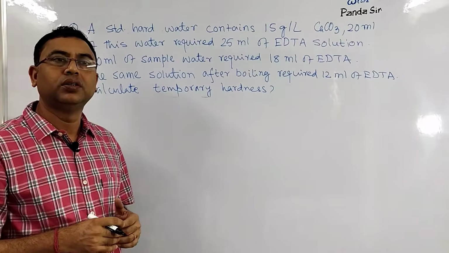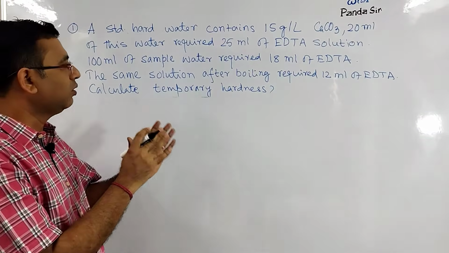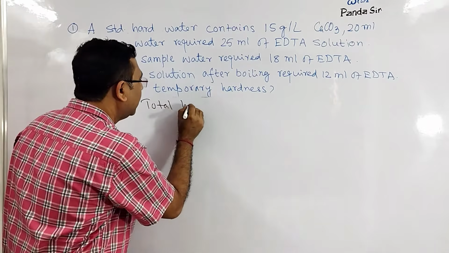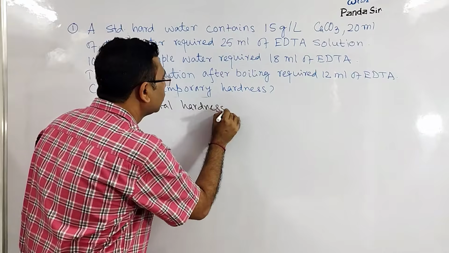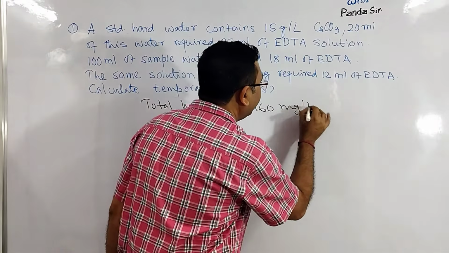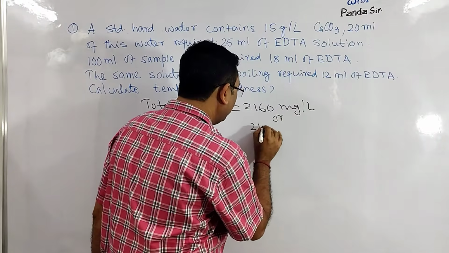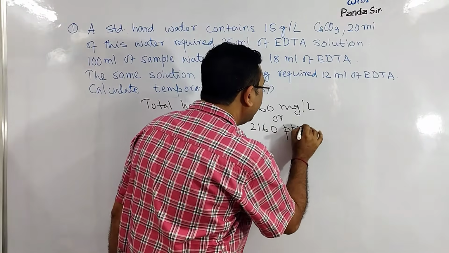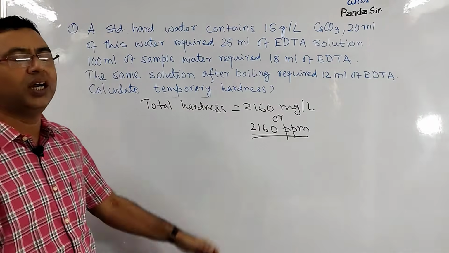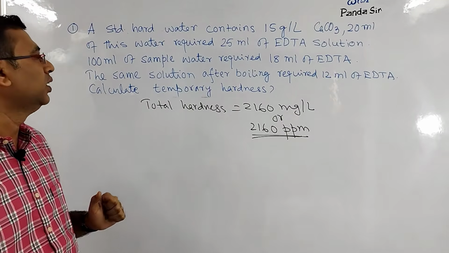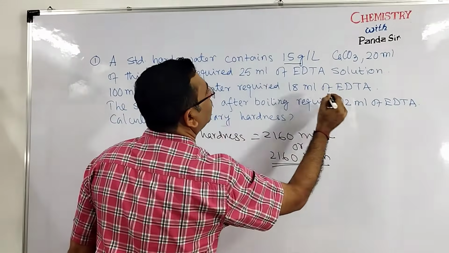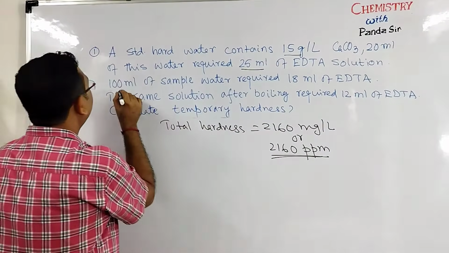Okay, so after the calculation of total hardness, how much did we get? We got the total hardness is 2160 milligram per liter, or you can say 2160 ppm. So that is our first requirement. 2160 ppm is the total hardness, because we took the normal hard water. Now we are done up to this.